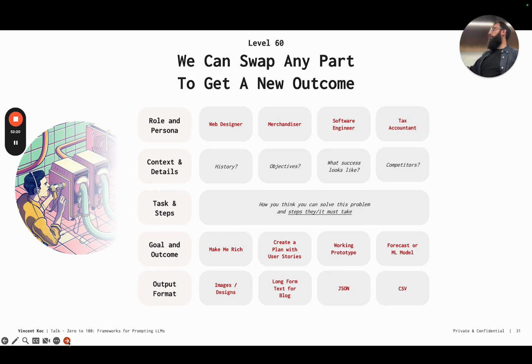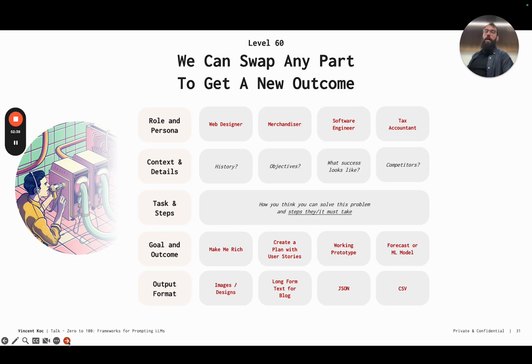Goals could be, I want to be rich. Why not? Help me get rich. Maybe you want user stories. So if you work in a product team, maybe you want the output to be like Jira tickets that you can just slap straight into Jira. Same thing, but you're just telling it what the expectation is, and it's going to start to change it.